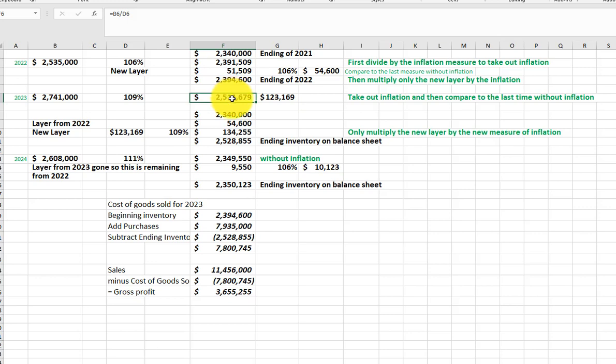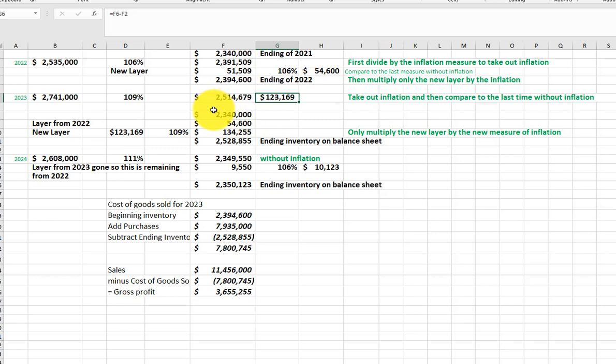And this is the tricky part. This is the part we sometimes forget. We compare it to this number, and we shouldn't do that. We should compare it to this 2391. Okay, and the difference is 123,169. So we take out the inflation, and then we compare it to the last time we took out inflation. Not to what our final result was, but to the last time we took out inflation. 123,169 is our new layer.